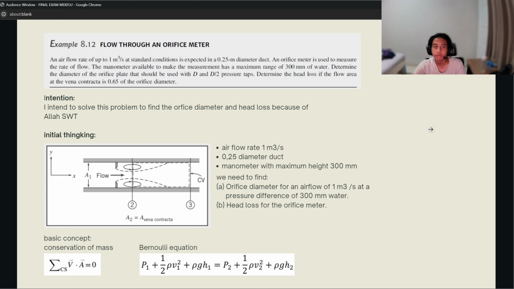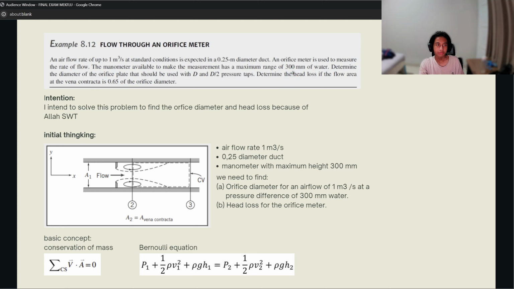Okay, question number 1 is a flow through an orifice meter problem. An airflow rate of 1 m³/s at standard conditions is expected in a 0.25 meter diameter duct. An orifice meter is used to measure the rate of flow. The manometer available has a maximum range of 300 millimeters of water. Determine the diameter of the orifice plate that should be used with D and D/2 pressure taps. Determine the head loss if the flow area at the vena contracta is 0.65 of the orifice area.